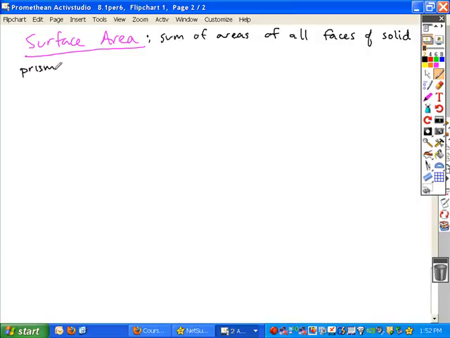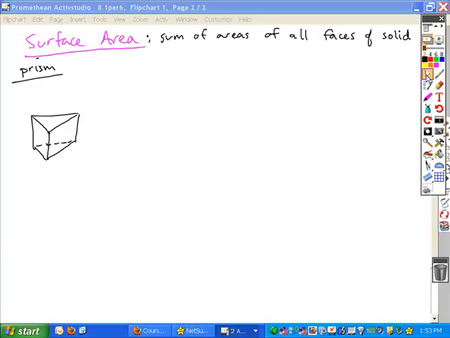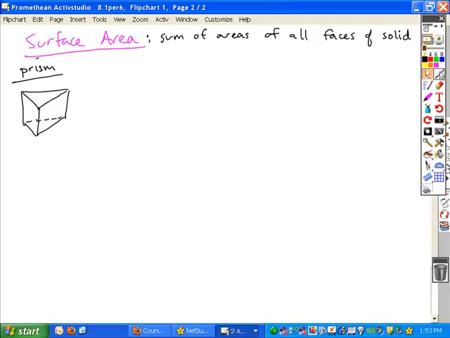So if we look at a prism, and we wanted to find the total surface area of this prism, the way that we would find it is we would take the sum of the areas of all the faces of this solid. So the easiest thing to do is look to see how many bases you have. For prisms and cylinders, what's that number going to be? 2. Okay, and then you're simply going to multiply or take the area of one of those bases and then double it. That'll give you the total area of the bases.